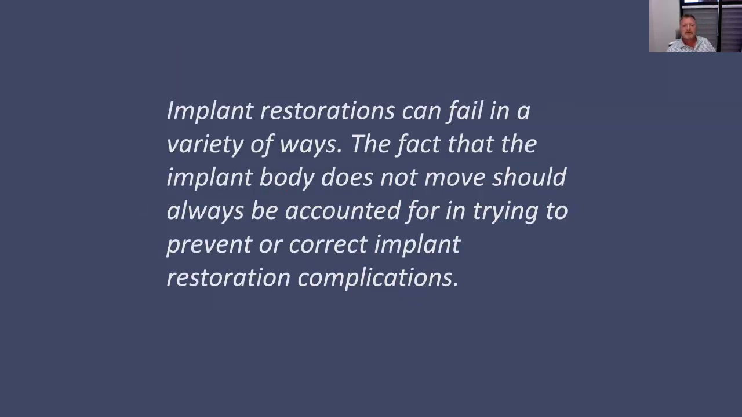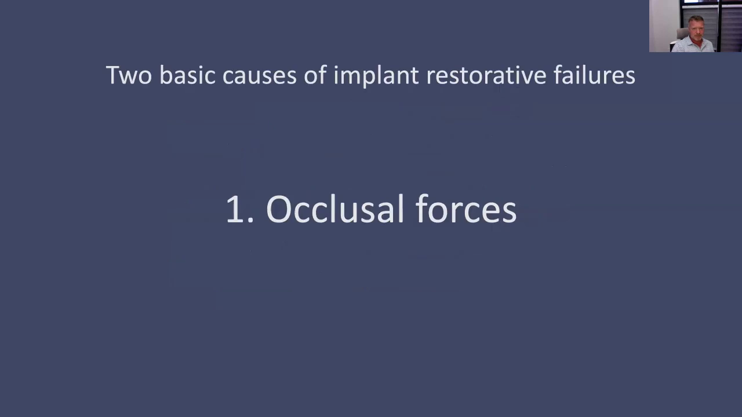So kind of hit on that a little bit, but talking about that concept and the implant being rigid, if we want to base our restoration, base our solution, starting with the implant is rigid. So let's talk about the two basic causes of implant restorative failures. And the first one is occlusal forces.